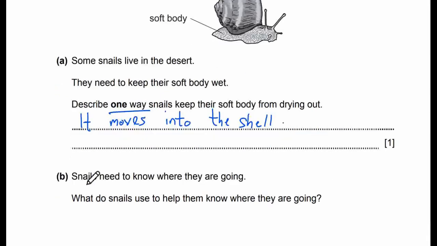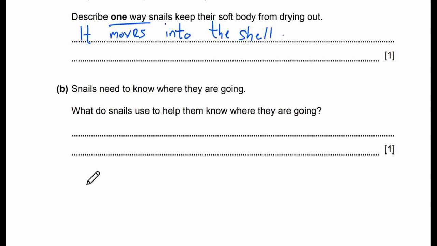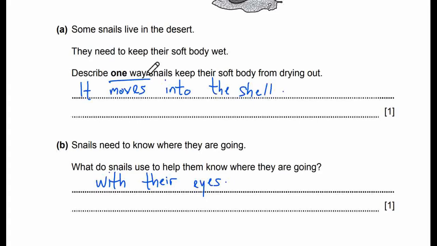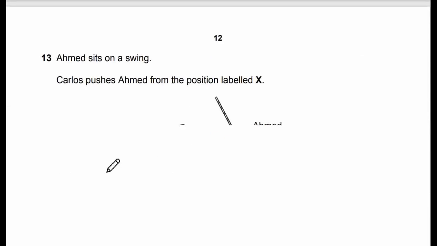Now snails need to know where they are going. What do snails use to help them know where they are going? Well, this is a picture of a snail. This is the eyes on the stalk. So snails do have eyes. So they can see with their eyes.